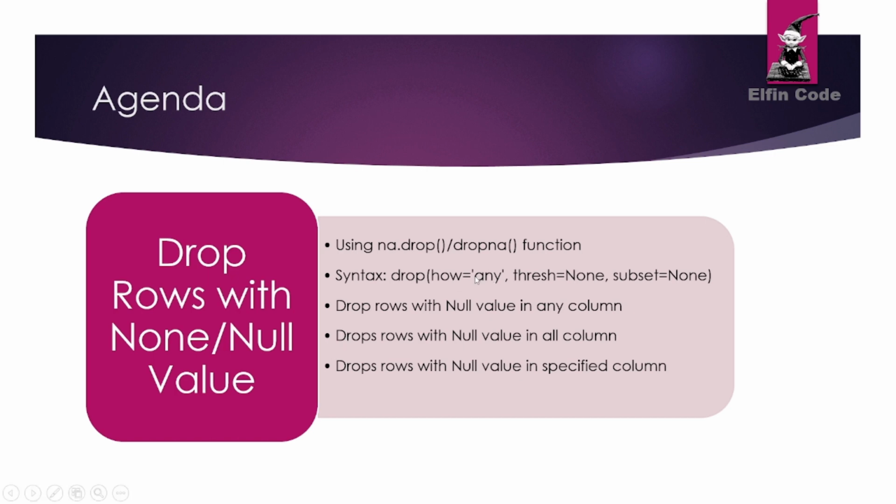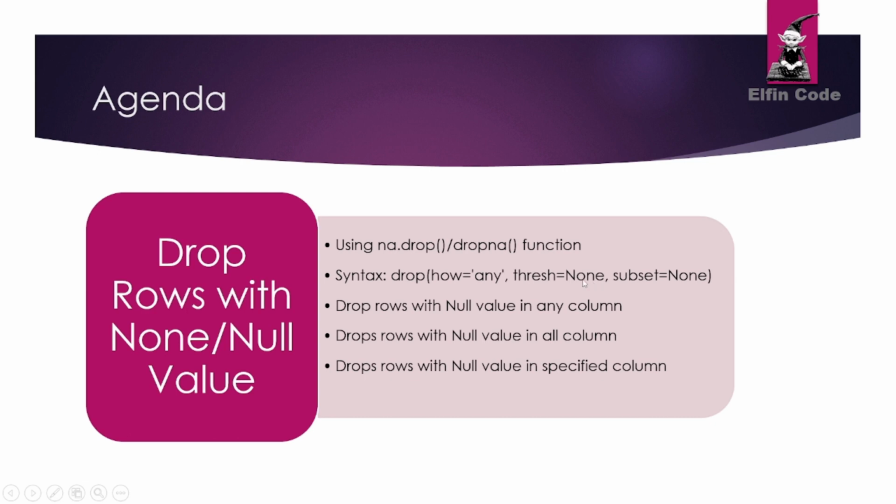If you put all, then it will check whether all the attributes of your row in the data frame have none value or not. If so, then it will drop. But if any of the columns has some value and the rest have none, it won't drop when how is set to all.